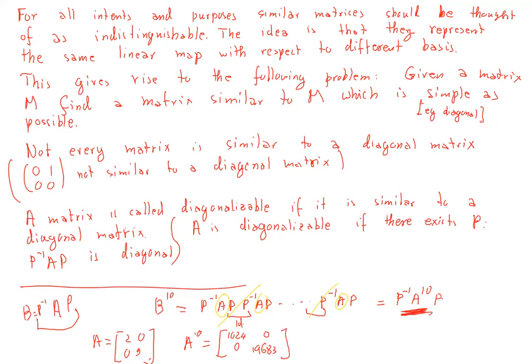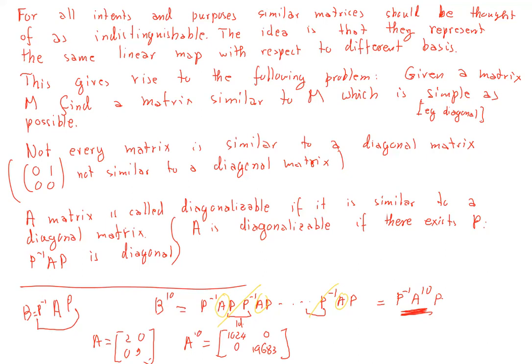And then all you need to do is multiply on the left by p to the negative 1, on the right by p, and you're all set. Okay. There are other shortcuts, but what I want you to understand is that if somebody asks you to compute a high power of a matrix, then you can do it very easily if you can actually diagonalize the matrix.